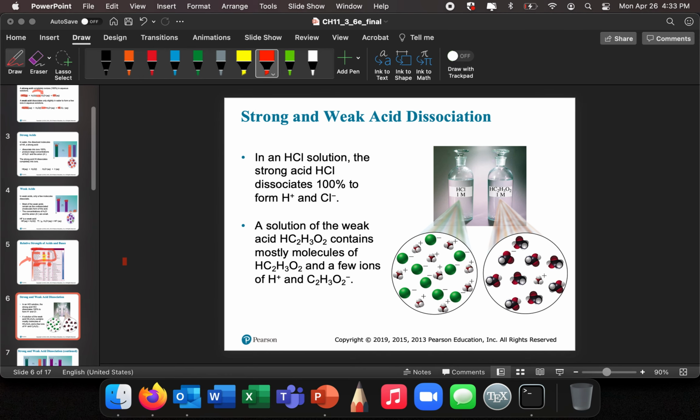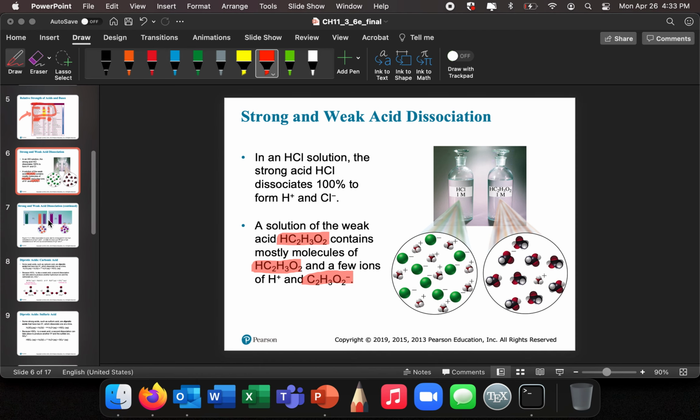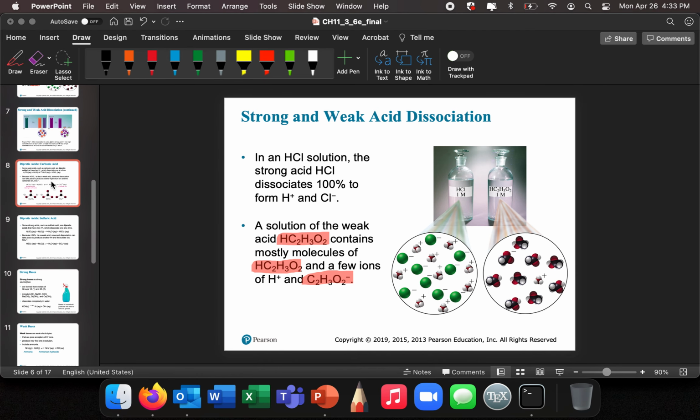So, strong and weak acid dissociation, we've already said this, but I want to say it again. In an HCl solution, the strong acid HCl donates 100% to form H plus and Cl minus. The solution of a weak acid, acetic acid, contains mostly molecules of acetic acid, with only a few that have dissociated. I've said that a couple times now. I'm not going to show that picture again.